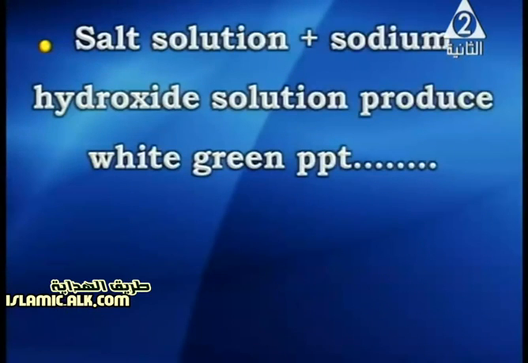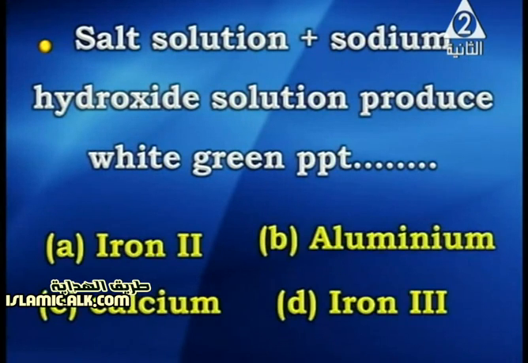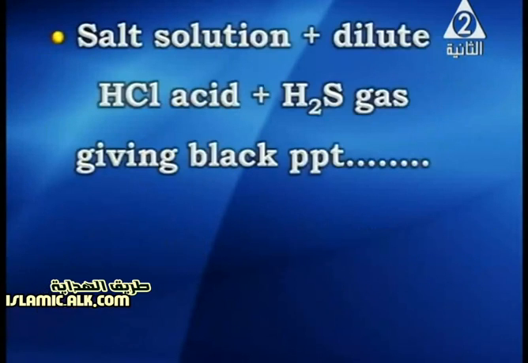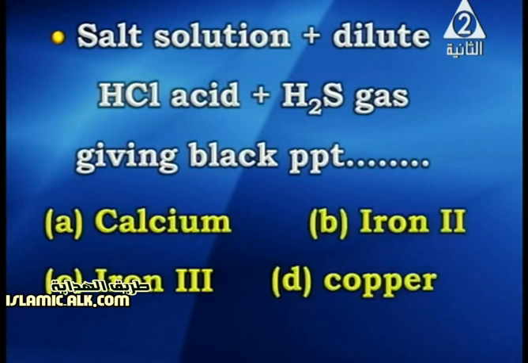Next one. Salt solution plus sodium hydroxide solution produces white green precipitate of what? Is it iron 2, aluminum, calcium, iron 3? Yes, it will be iron 2. Next one. Salt solution plus dilute hydrochloric acid and hydrogen sulfide gas gives black precipitate of what? Is it calcium, iron 2, iron 3, copper? Yes, it will be copper.